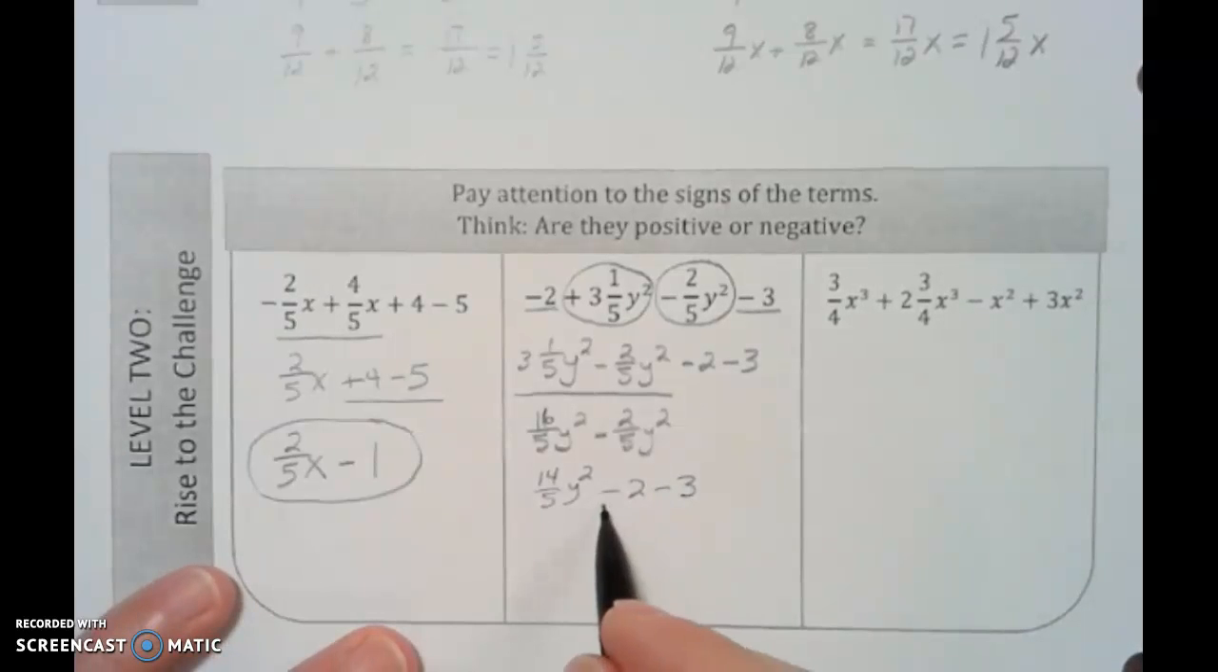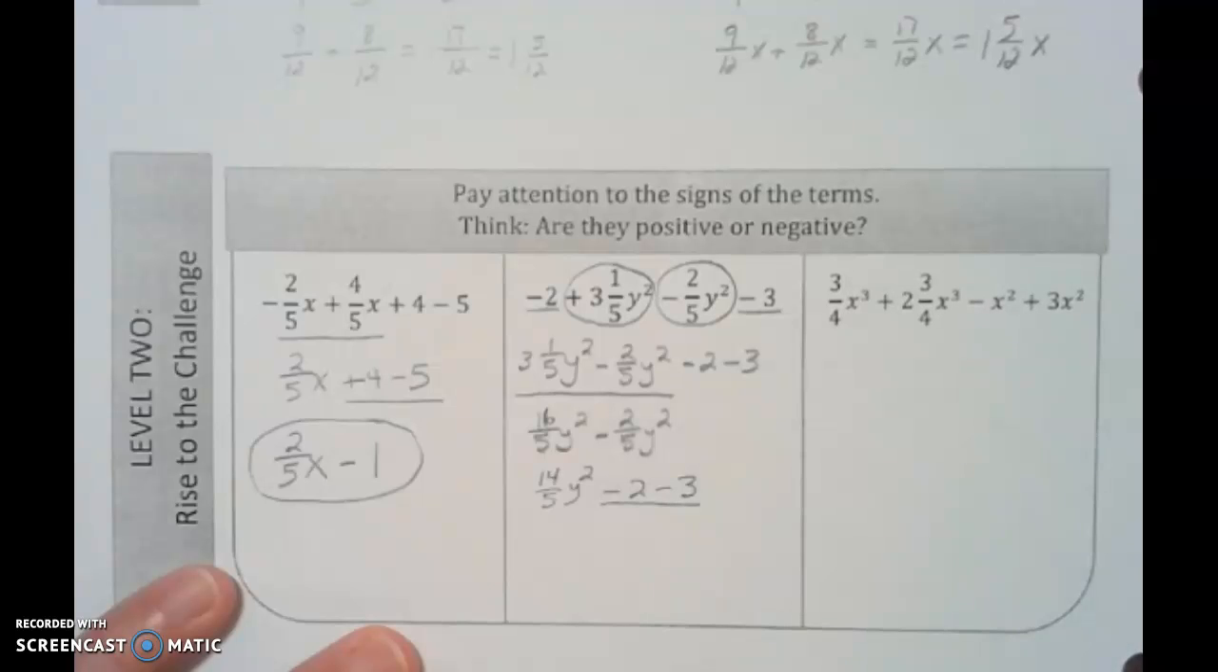Okay, and so I need to combine my constants. So I'm going to keep this 14/5 y squared, but I'm going to rewrite this fraction as a mixed number. 5 goes into 14 twice. 5 times 2 is 10, so there would be still 4/5 left over. So that's the same as 2 4/5 y squared.